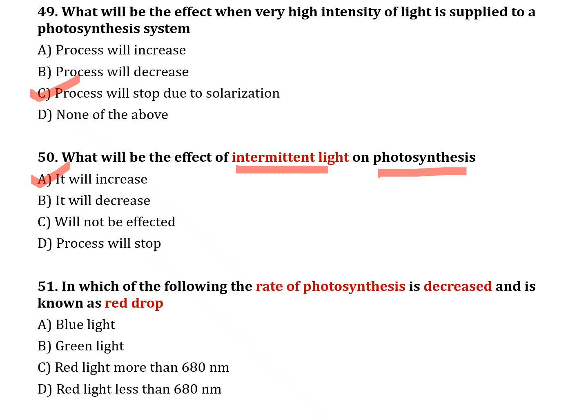The next question, number 51. In which of the following is the rate of photosynthesis decreased, known as red drop? Option A, blue light. Option B, green light. Option C, red light more than 680 nm. Option D, red light less than 680 nm. Correct answer is option C, red light more than 680 nm.